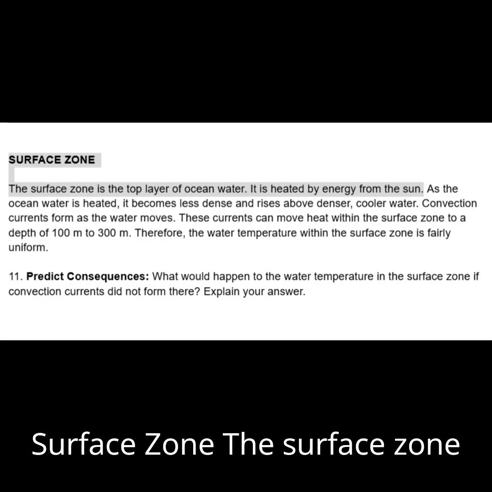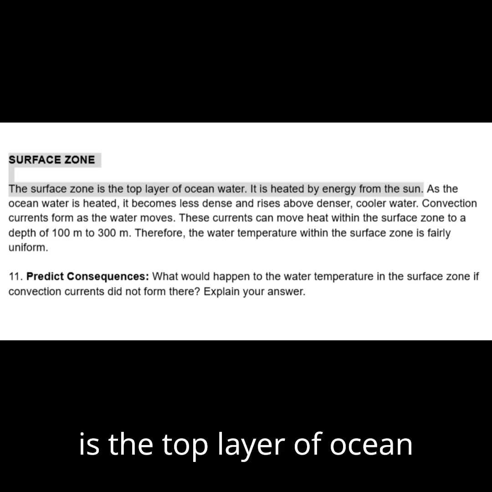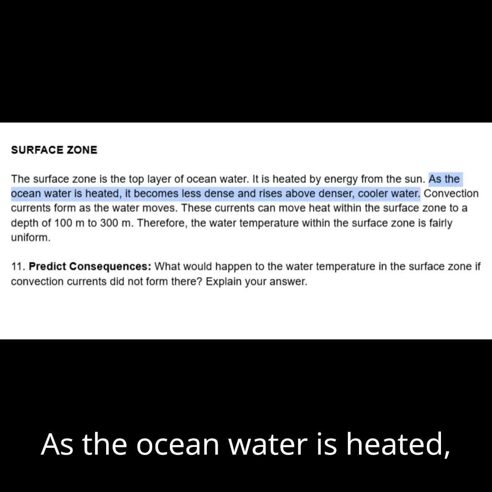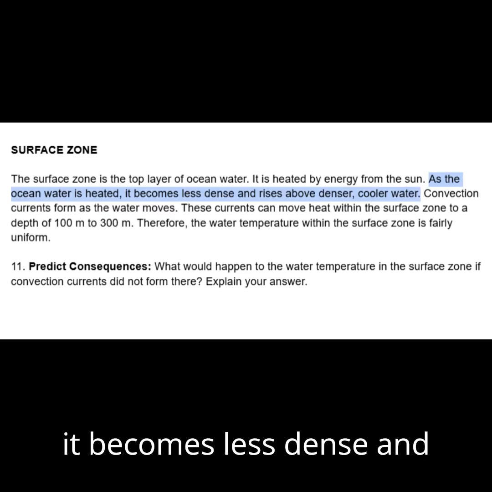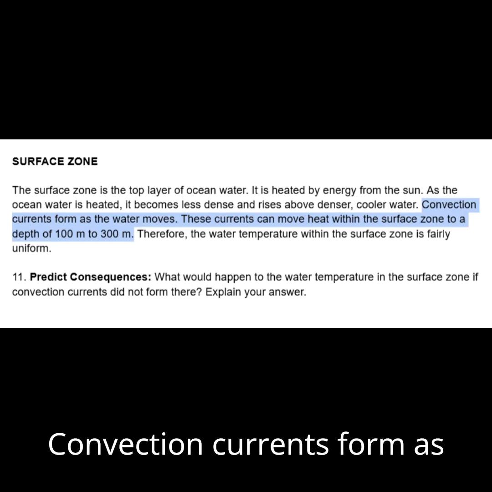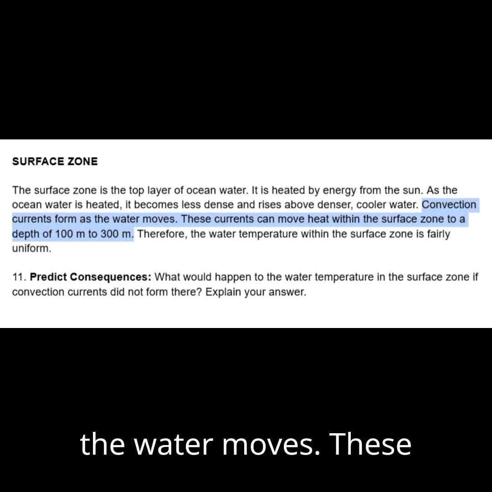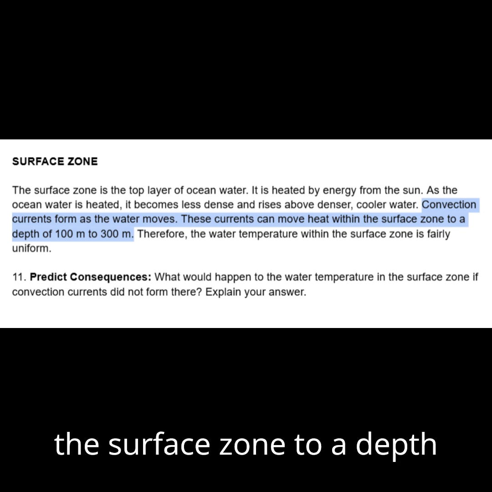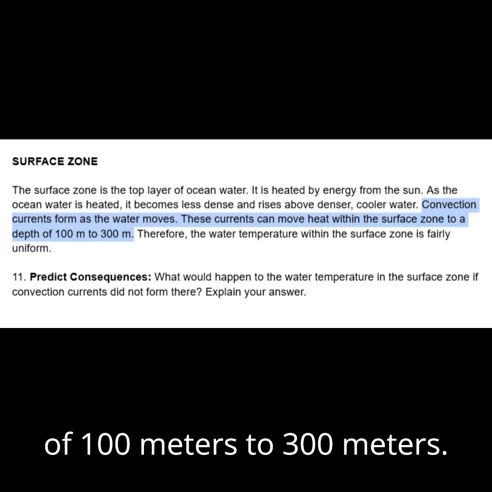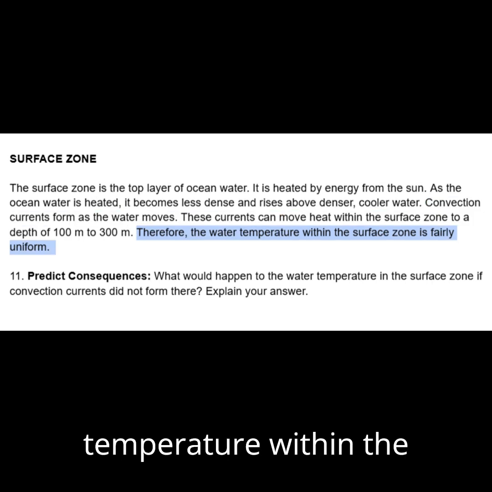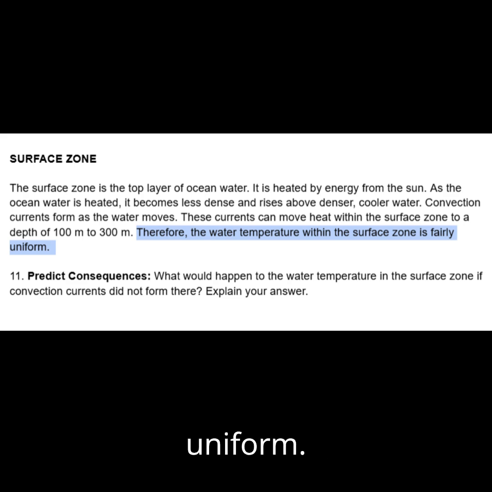Surface zone. The surface zone is the top layer of ocean water. It is heated by energy from the sun. As the ocean water is heated, it becomes less dense and rises above denser, cooler water. Convection currents form as the water moves. These currents can move heat within the surface zone to a depth of 100 meters to 300 meters. Therefore, the water temperature within the surface zone is fairly uniform.